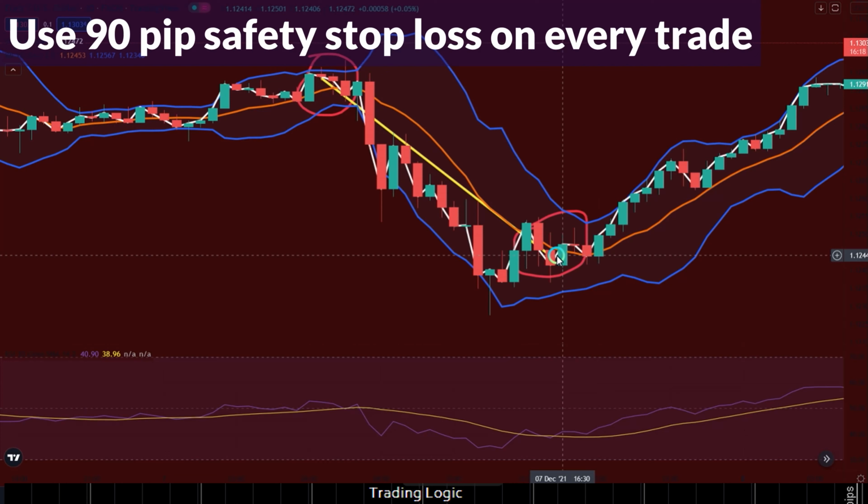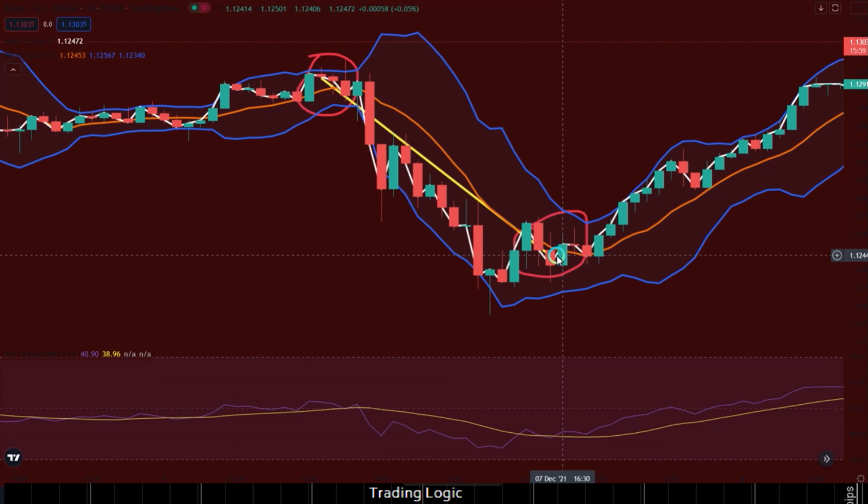So if a crash or crisis were to happen, you want something that stops your trade from blowing your entire account, basically. So every trade that you take with this strategy, use a 90 pip safety stop loss. Now let's continue with the sell exit condition.